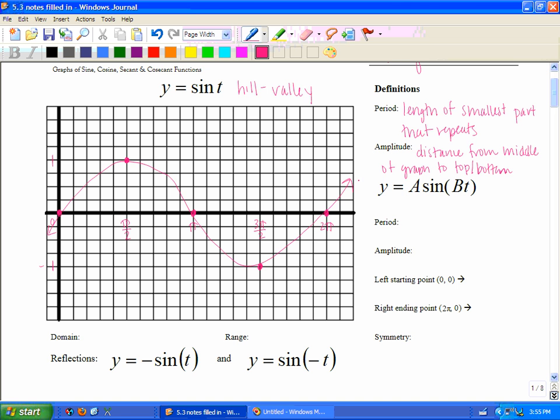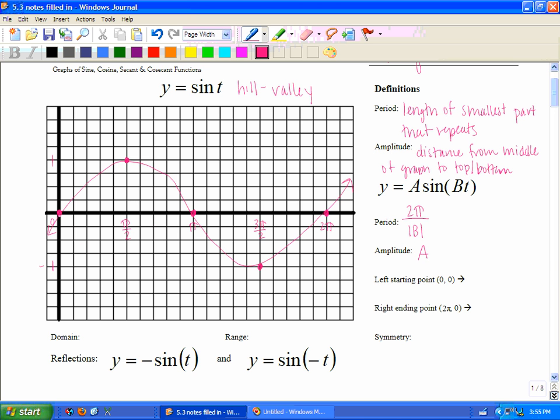And so the period of our graph is 2 pi, that's the length of one section. And so we're going to throw in some extra letters, an A and a B. So the period is going to be 2 pi divided by the absolute value of B. The amplitude is A, so in our case we just have a 1 sine t. So the amplitude is 1, that's 1 up from the x-axis.